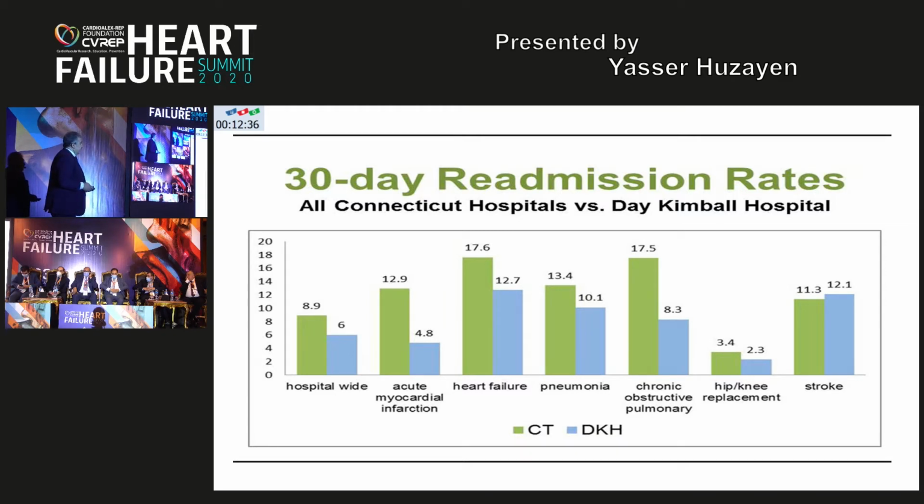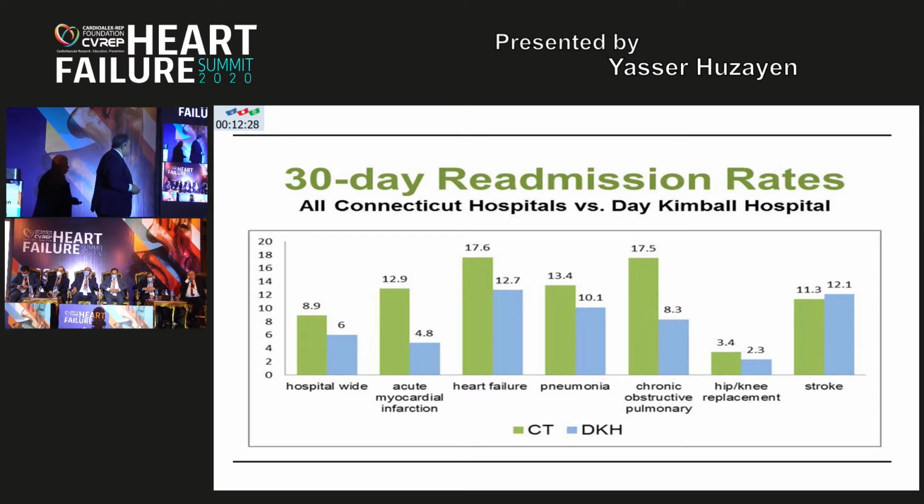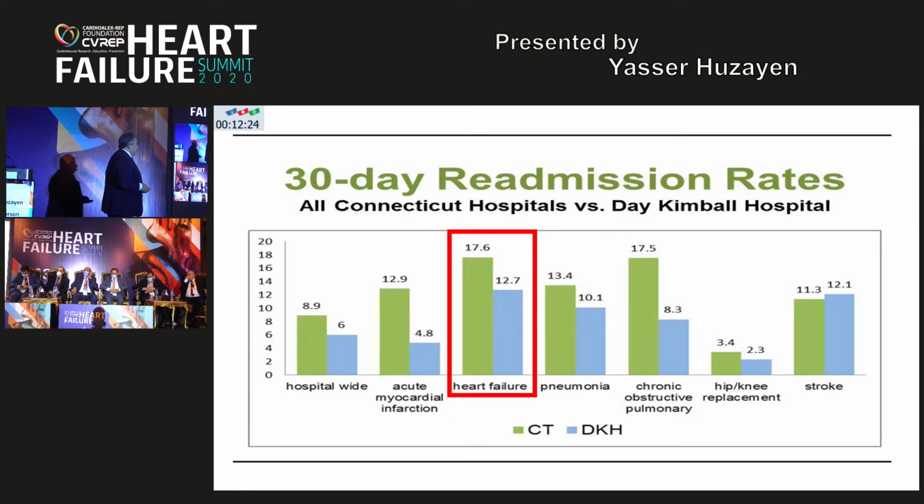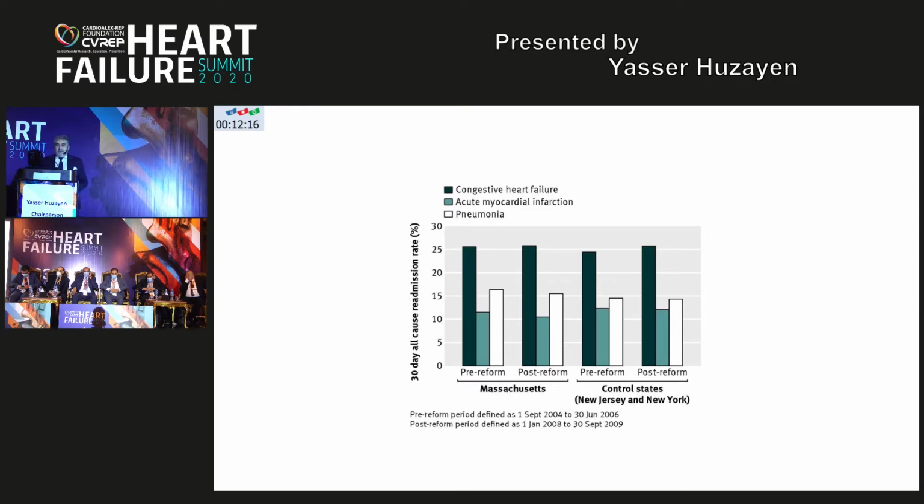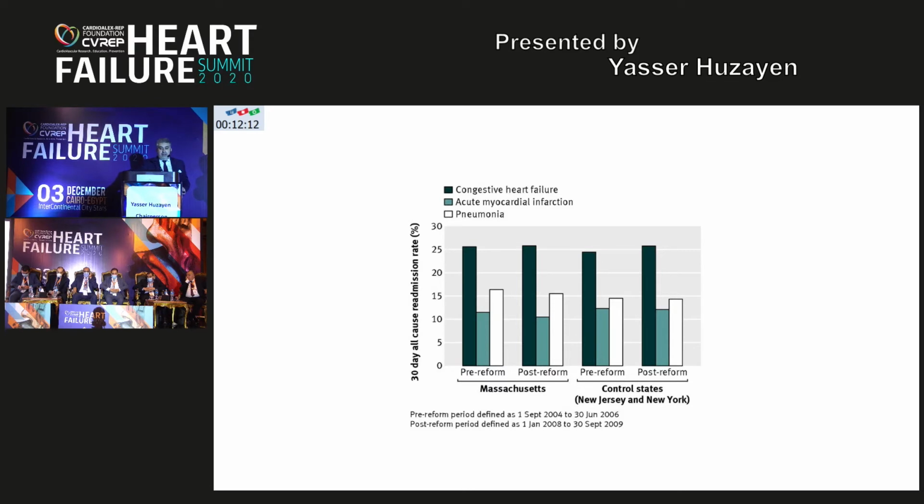Here are the Connecticut hospitals and the Kimball Hospital in the USA, and you can appreciate here that heart failure shows the most important cause for readmission. Also, this figure is very important because we are not only comparing congestive heart failure with acute myocardial infarction and pneumonia as regards readmission, but also you can see here the pre-reform period, those who went into hospital from 2004 to 2006, and the other graph, those patients from 2008 to 2009. You can appreciate here that the level of readmission is too much.